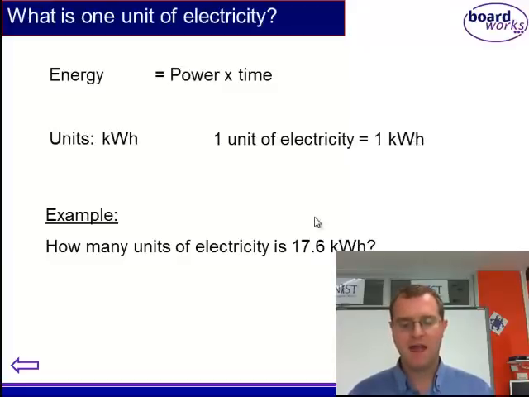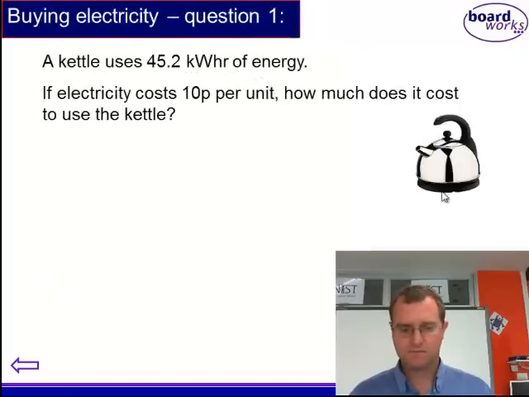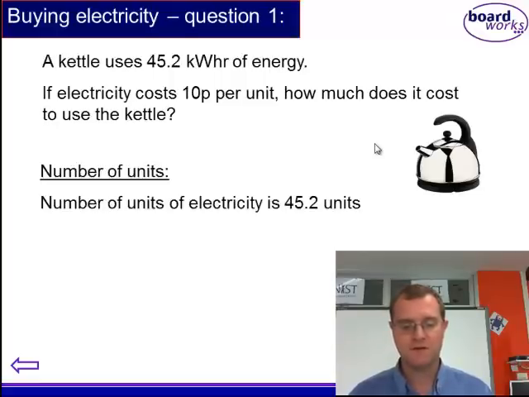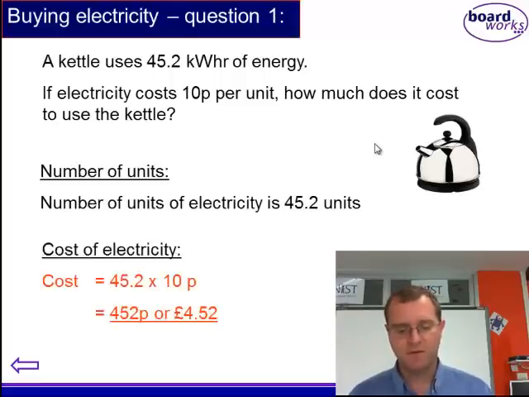So think about this. How many units of electricity in 17.6 kilowatt hours? 17.6 units. If we have 45.2 kilowatt hours of energy, and the electricity costs 10 pence per unit, how much does it cost to use the kettle? So we said that the amount of energy used by a kettle is 45.2 kilowatt hours. Number of units is 45.2. This would cost 452 pence or 4.52 pounds.